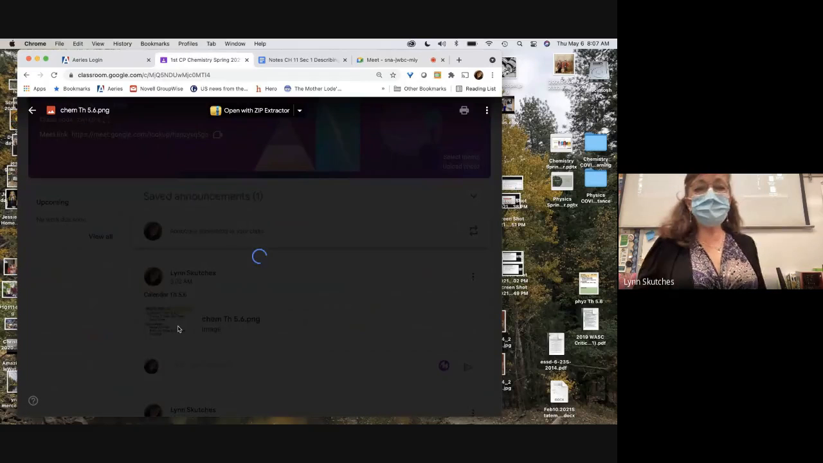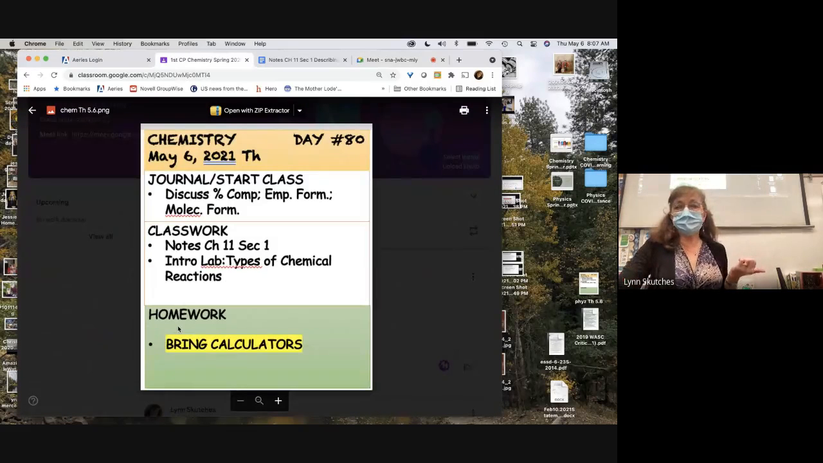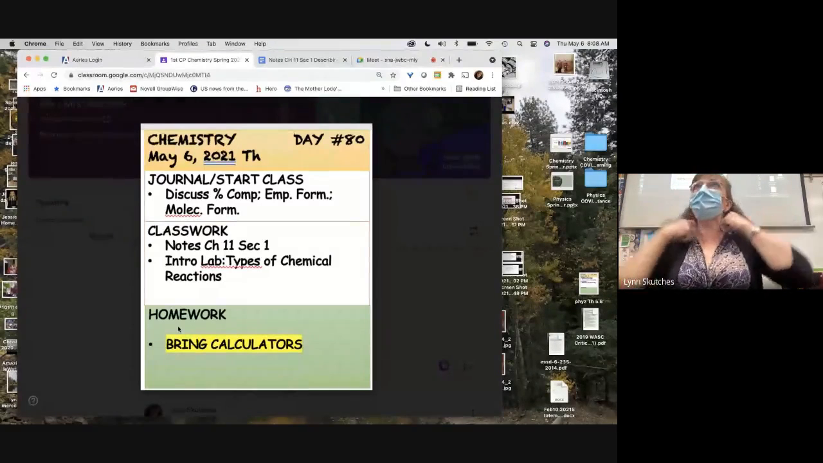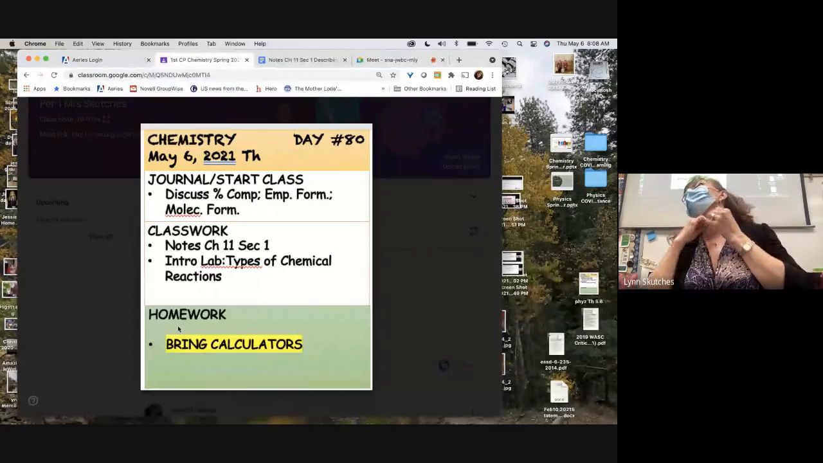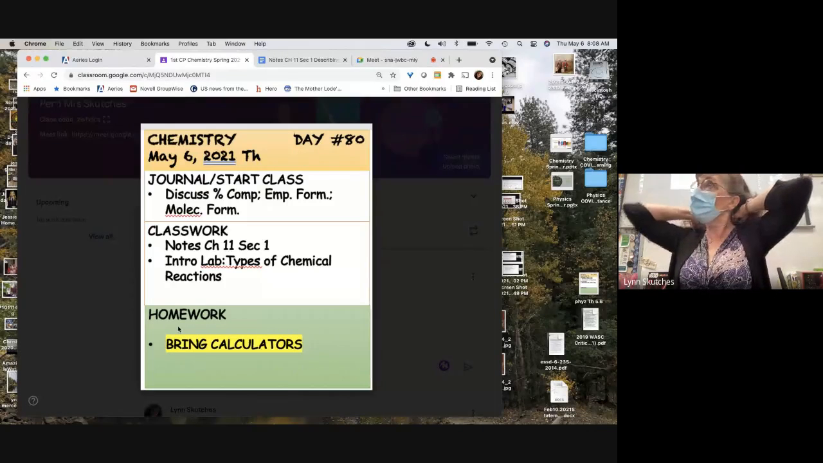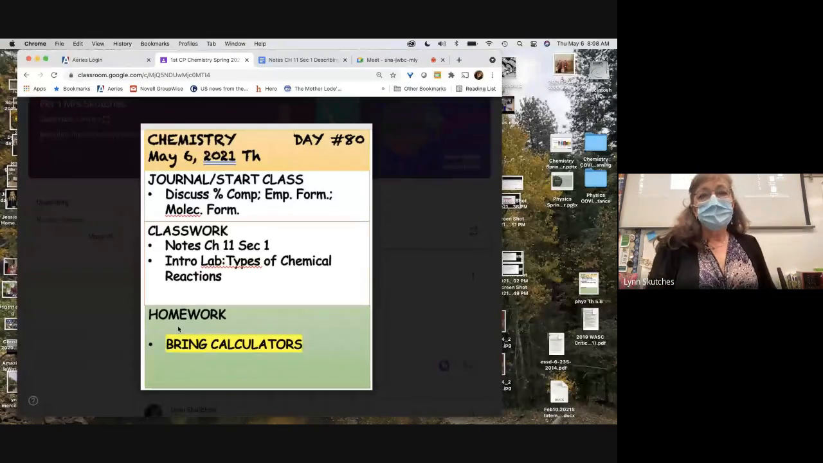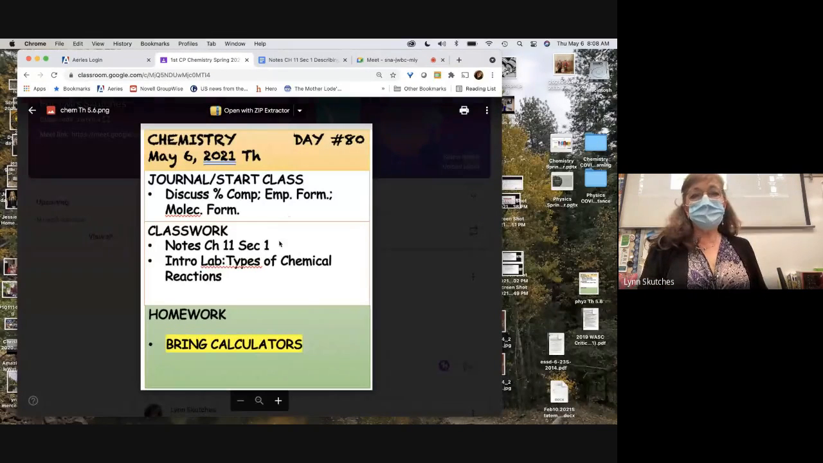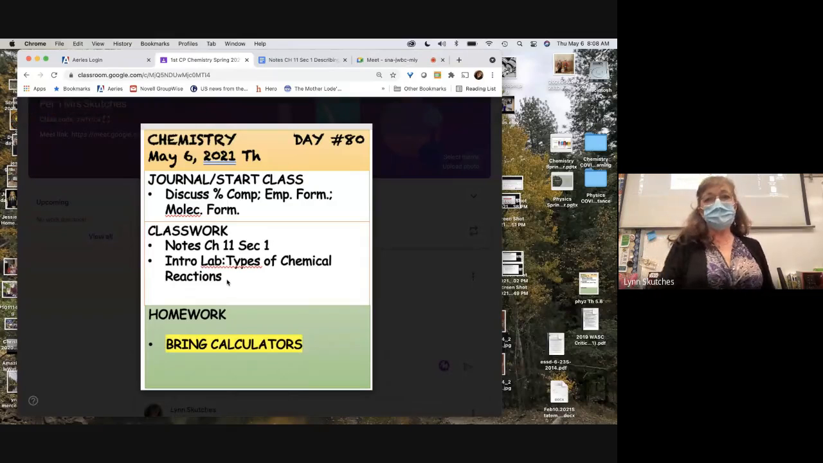There we go. So we need to talk about yesterday's calculations. The example problem is very much like one of the ones we already did, and it's also really easy to Google on the internet, but I hope that you tried it on your own. And we're going to go over some quick notes and then start talking about the lab we're going to do.